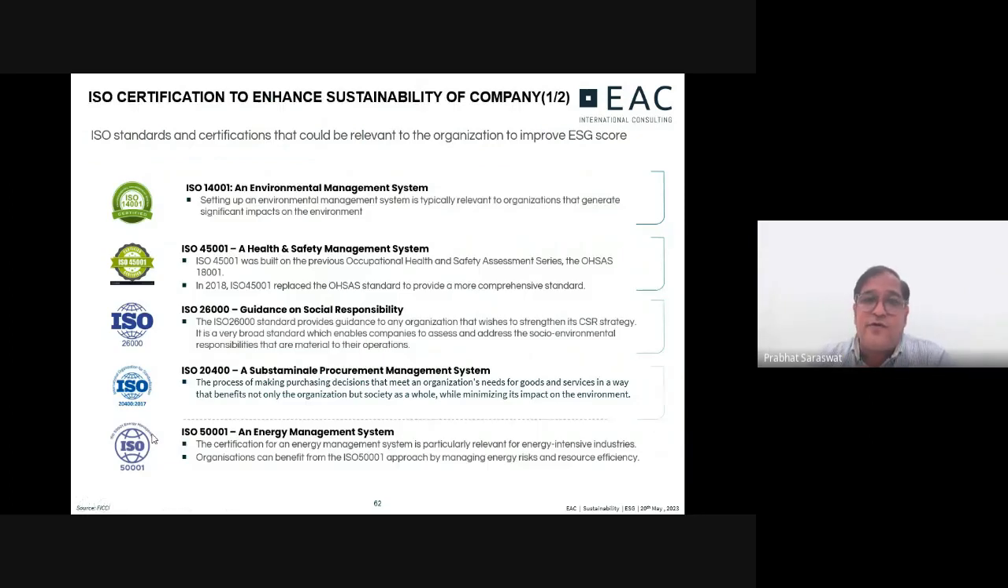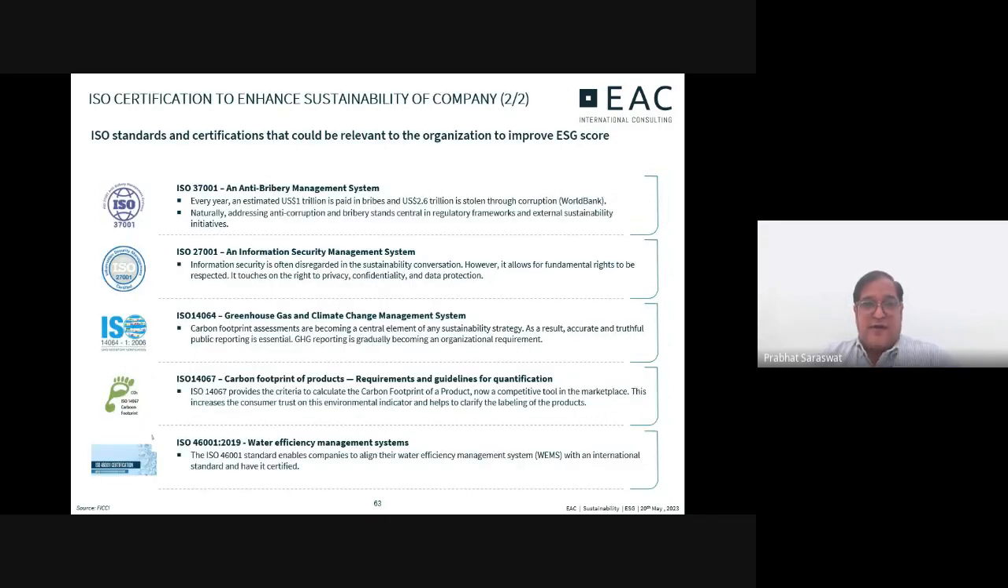So ISO certification to enhance sustainability is very important, because once we have a system in place, ultimately it helps industry to become more sustainable and to disclose their sustainability aspects. So ISO 14001, for environmental management systems, and ISO 45001, Health and Safety Management System, guidance on social responsibility, ISO 20400, the Sustainable Procurement Management System, Energy Management System 50001. These are some ISO certifications which any company can go for and improve their ESG score.